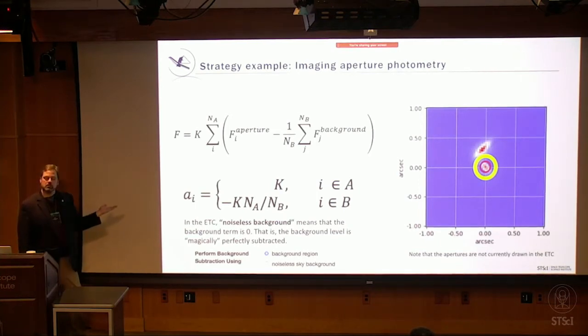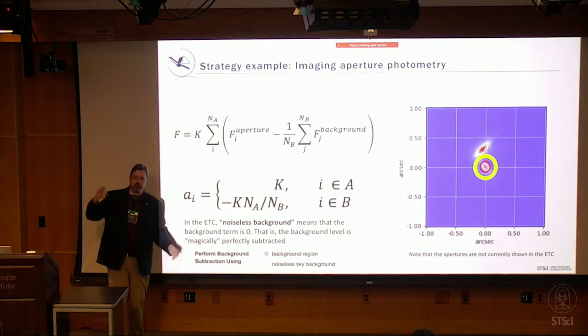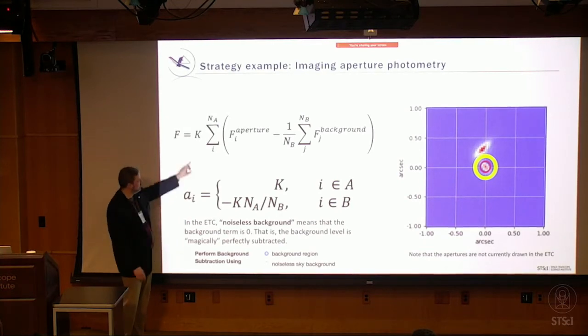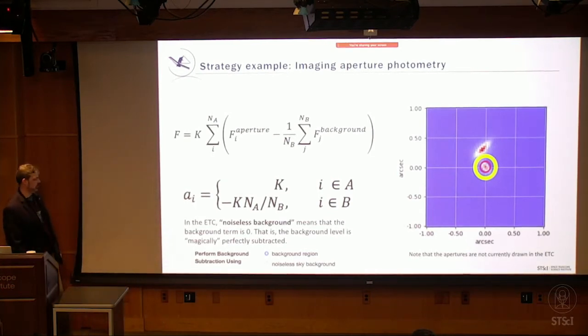This also makes it easy for us if folks say, well, we want to have a square aperture or some other weird thing. It's easy to do, because all you have to do is write out this formula, figure out what the weights are, and implement it that way. So nothing's hard-coded.